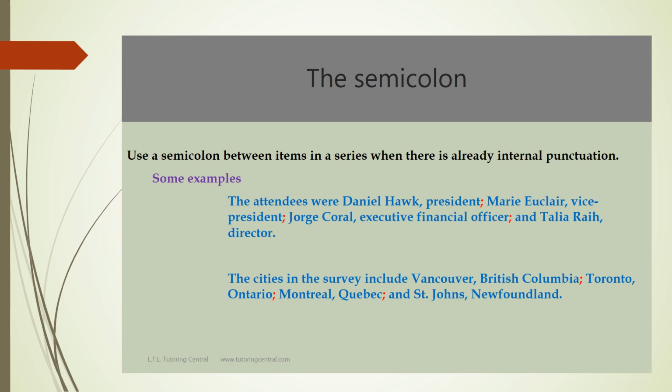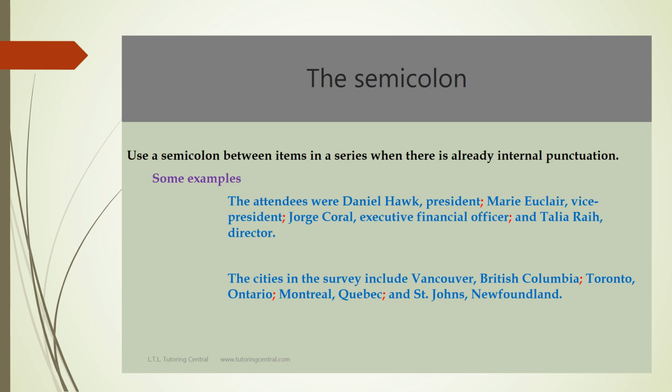So in order to have a bigger pause between each combination, we use a semicolon instead of another comma. We'd have loads of commas if we didn't use semicolons here. And when you're reading it, you would have a larger pause between Daniel Hawk, President; Marie Auclair, Vice President; George Correll, Executive Financial Officer. It's just natural to have a larger pause between these groupings. So a semicolon is very useful.